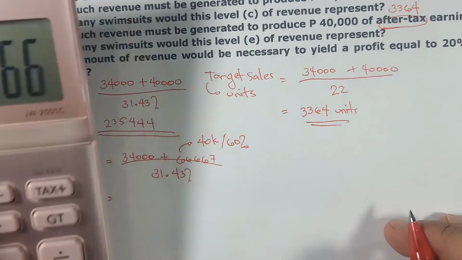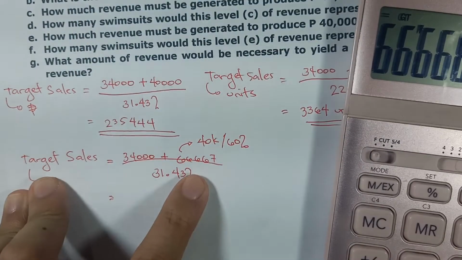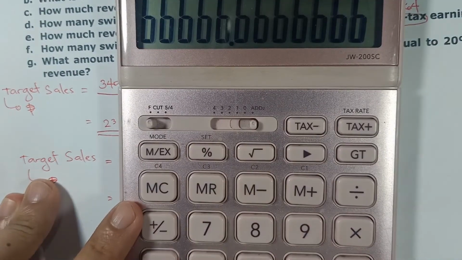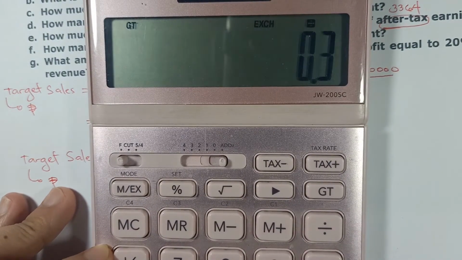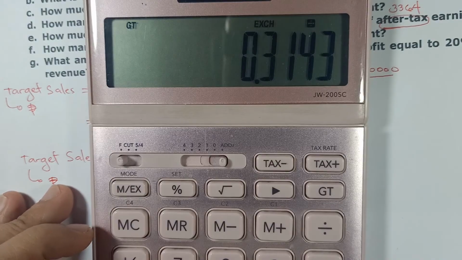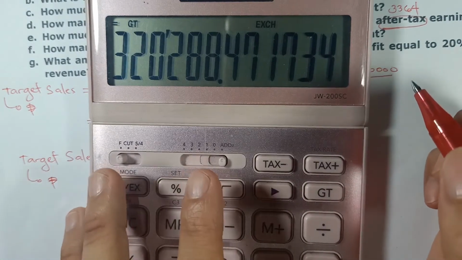So, magkanong sales ang ating makukuha dyan? 66,667 plus yung 34,000 na fixed cost, so plus 34,000 divided by 0.3143. That's the contribution margin ratio. Ang makukuha nating sales is equal to 320,288.